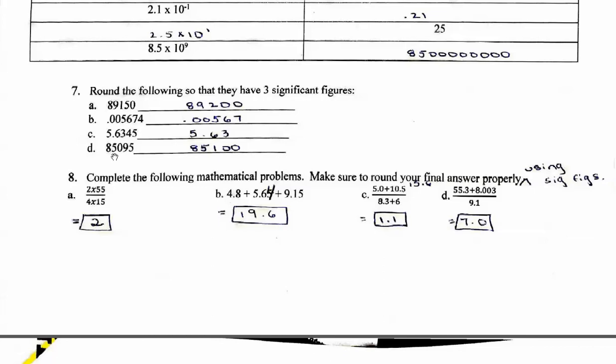For this one, 8.5, and I need this last digit to be significant. If you look, the 9 is right behind it, which is greater than 5, so this needs to be rounded to a 1, so 851, and then 2 zeros behind it.